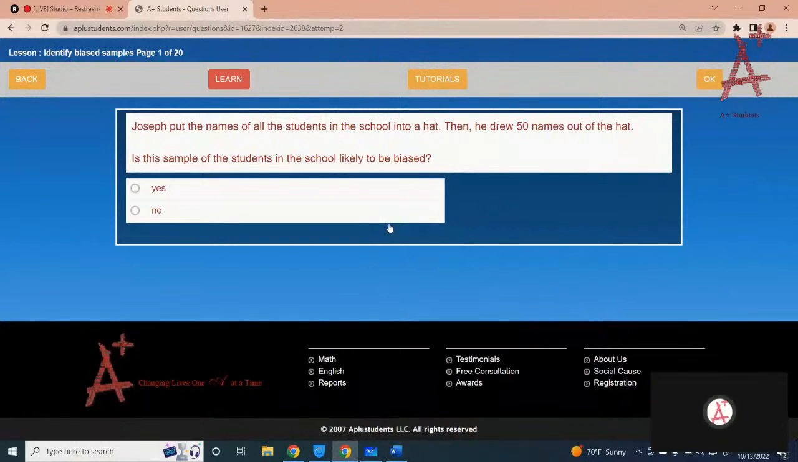Yes, it is biased because you have just 50 names. He put all the students in the hat and then drew 50 of them. This is not grouped data. And also there is an equal chance that he can select any of the 50 out of all. Got it? So it is biased data. When you select from equal groups, then it is not biased. When you select from all the data at random, then it is biased. Got it?